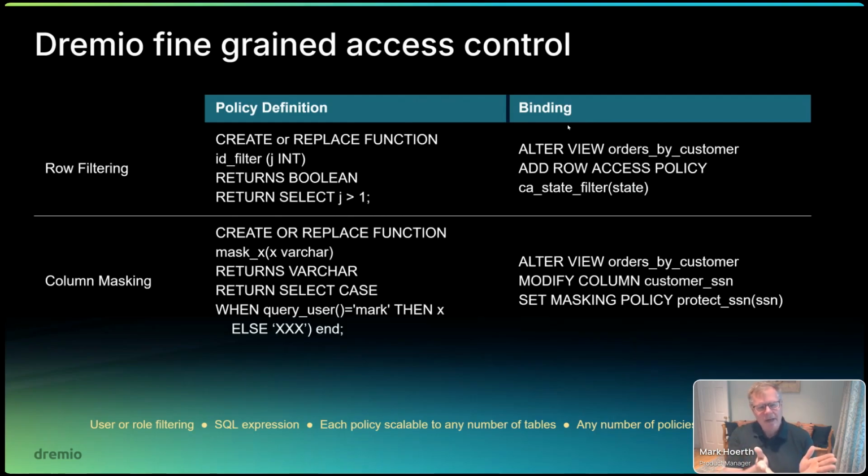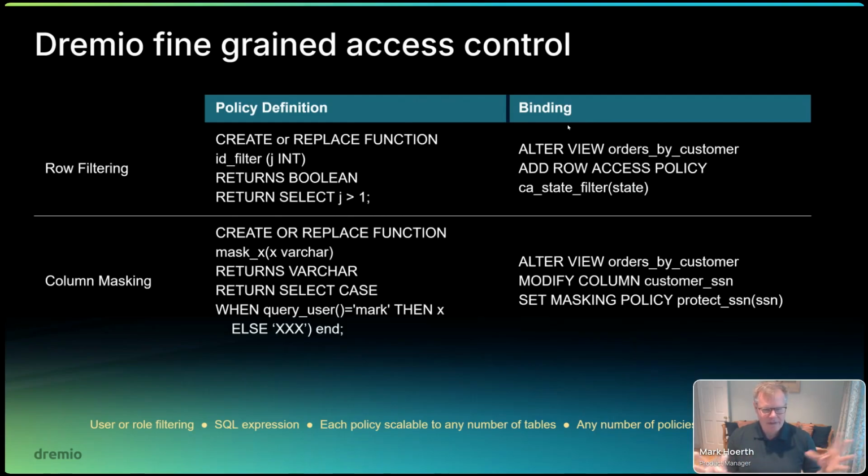What we have here is the ability to create policies. So notice in the first column, I have some policy definitions for row filtering or column masking. And once I create the policy, I can bind it to a table. And each one of these policies is a simple SQL expression. So in the row filtering case, I'm going to create or replace a function that filters on a column and gives me all those values where the column value is greater than some number. I've chosen j equal 1 here. We could choose j equal 2. The important thing is that your policies are simple SQL statements.